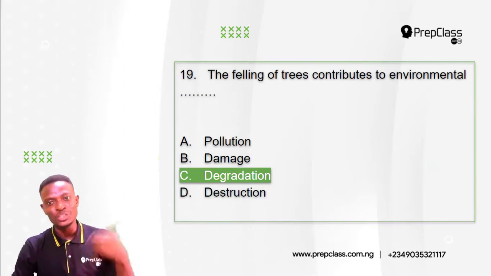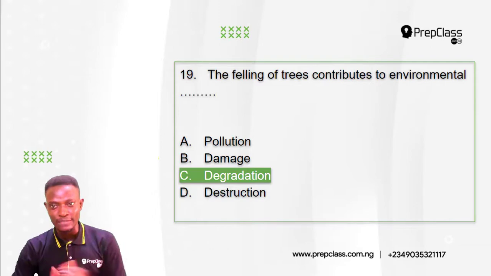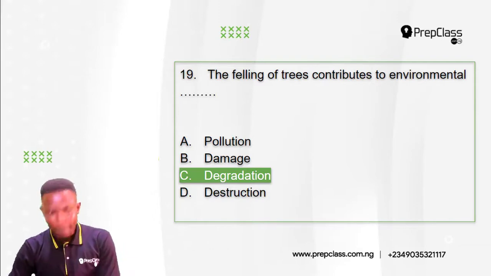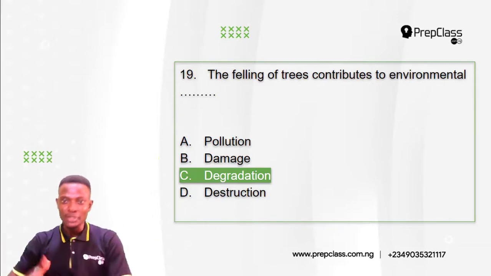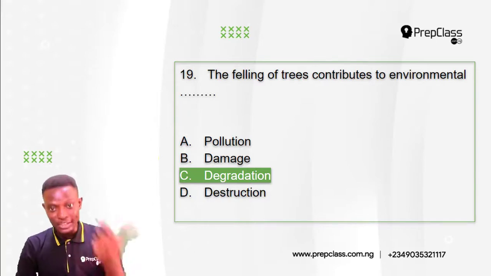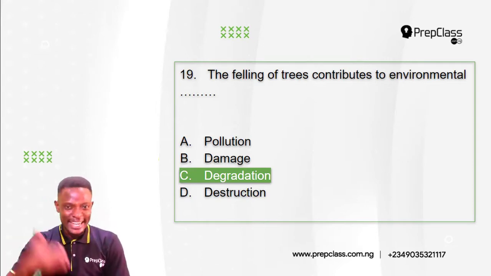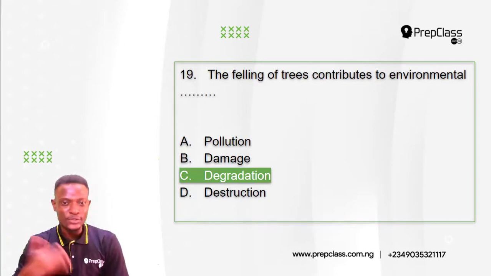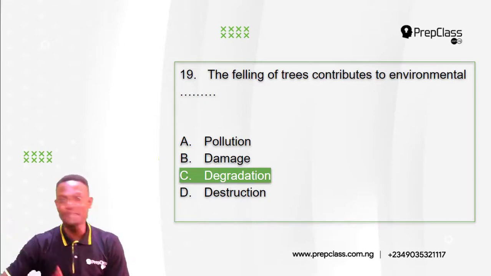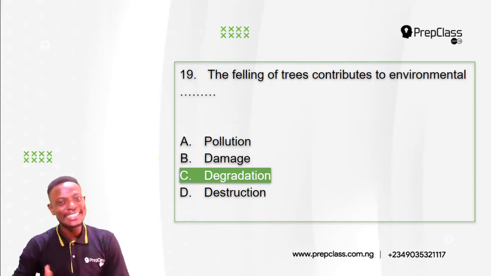The felling of trees contributes to environmental degradation. The felling of trees does not contribute to environmental pollution. No. Maybe the burning of trees, yes, but the felling of trees does not contribute to environmental pollution. The felling of trees contributes to environmental damage and destruction, yes, but the best word is degradation. The environment starts degrading. Natural resources are depleting. They are reducing in value. So the felling of trees contributes to environmental degradation.